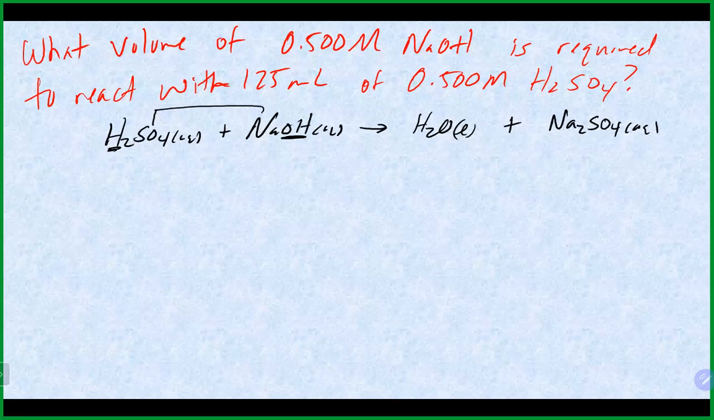Now that we have the correct formulas, we want to make sure it is balanced, and it is not in this case. So I believe we need a 2 there. And I think we might also need a 2 there, and that should balance it up. Any questions on that there?